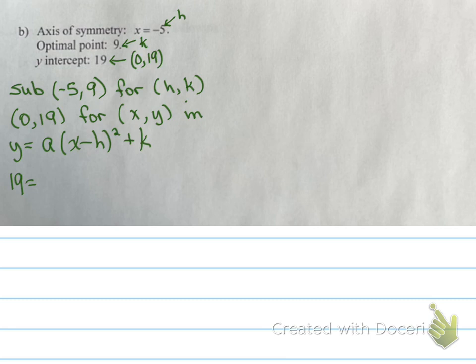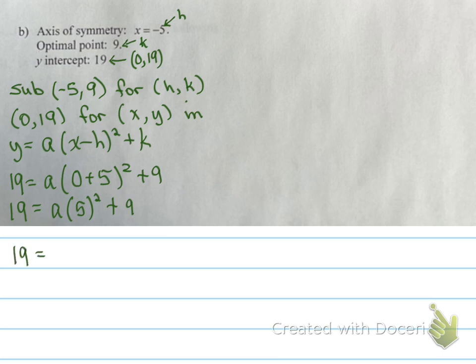19 equals a bracket 0 plus 5. So we're plugging in the numbers. So x minus h, x is 0, minus h. So minus 5 turns into plus 5, all squared, plus k. K is 9. All right? And we get 19 is equal to a times 5, all squared, plus 9.